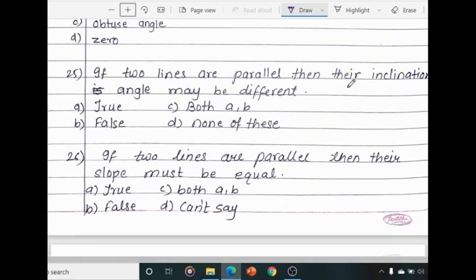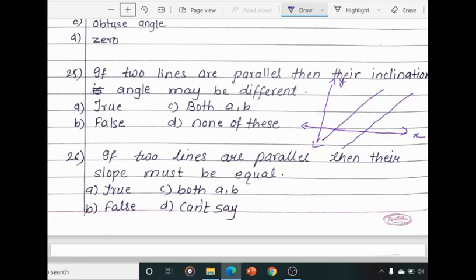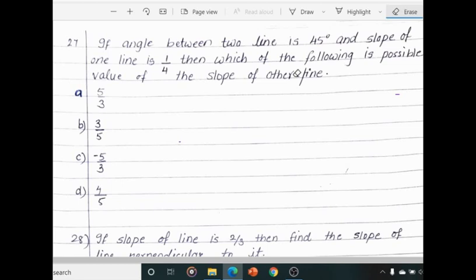If two lines are parallel, then their inclination angles may be different. We need to find out whether this statement is true or false or both A and B. See, this is the x-axis and this is the y-axis and these are two parallel lines. See, their inclination angle is always the same. But here it is given as different. We find out it is the same. So the given statement is false. See next question.